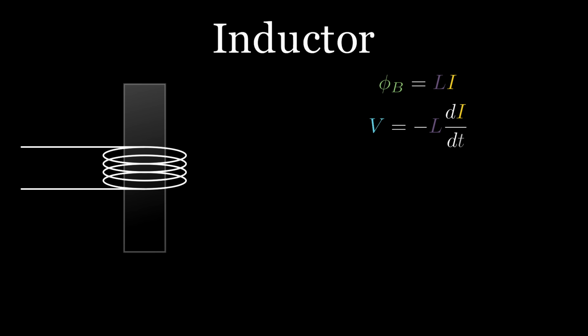Since it opposes changes in current, one way to think of it is to imagine one of those super big and heavy wheels on like a bank vault or something. So when I start pushing it clockwise, it takes a minute to get going. But once I get it going, it'll keep going, even if I start pushing it the other way.